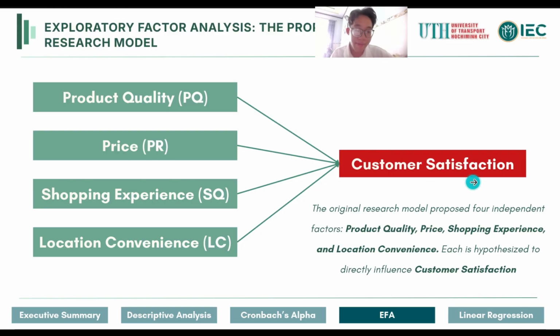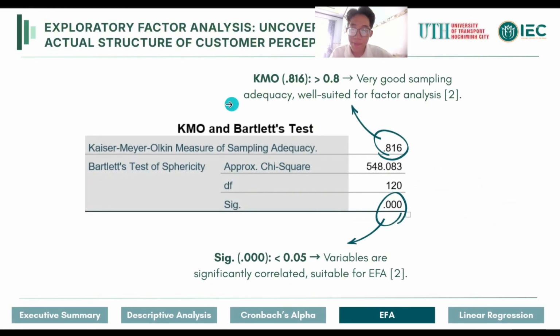I need to run an EFA, and first we need to look at the KMO and the Bartlett test. The KMO is about 0.8, so it's a very good sampling adequacy, and it's well suited for factor analysis. The second is Bartlett's test. With the significance below 0.05, the variables are significantly correlated, and it is suitable for EFA. So all the conditions are met, and now I can move on to the EFA result.